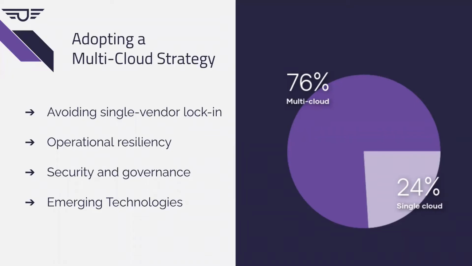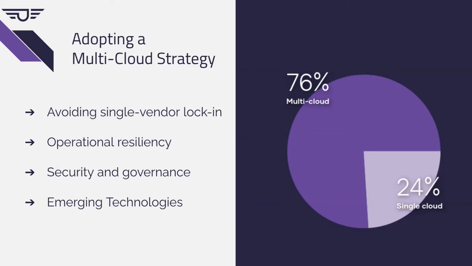These are just a few reasons that companies are adopting a multi-cloud strategy. Avoiding single vendor lock-in. Companies don't want to be dependent on any one cloud provider. Another common issue is operational resiliency, ensuring that applications can remain online even if a service offered by one cloud provider goes offline. Security and governance can come into play, especially for companies who have to operate in certain localities that might not be covered by specific cloud providers.